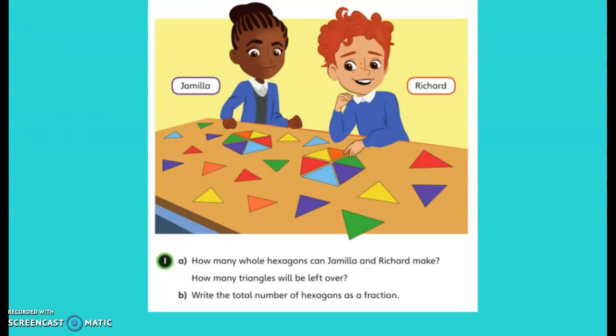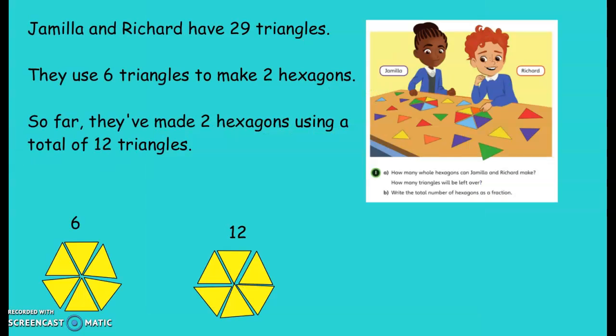So we've got Jamila and Richard, and they are making hexagons out of triangles, which I found to be quite a difficult exercise because of the shape of the triangles that I have on my computer, but they've done an excellent job, and we need to figure out how many hexagons they're going to be able to make with their triangles. So they've got 2 already on the go, and you can see that they've taken 1, 2, 3, 4, 5, 6 triangles to make each hexagon. I counted them all up for you on the table.